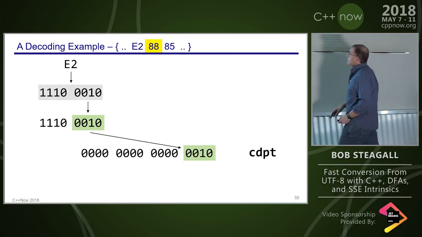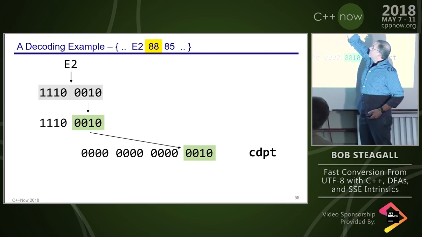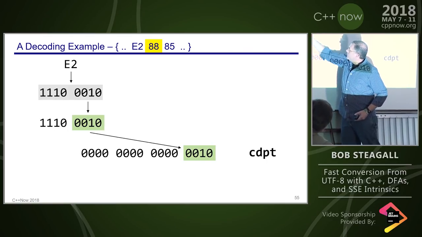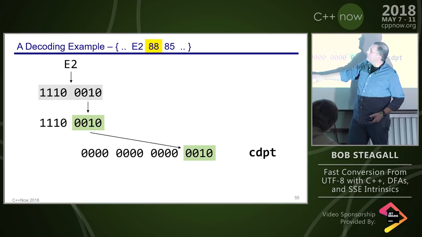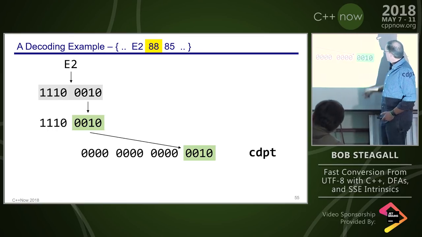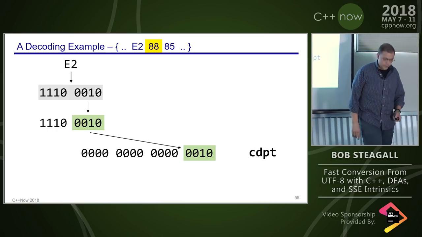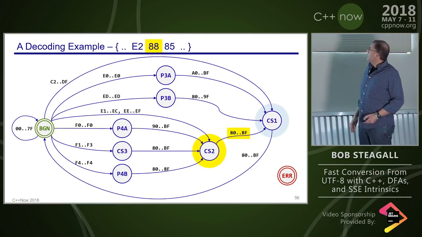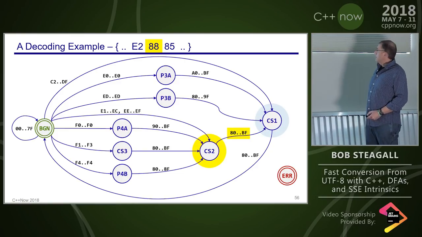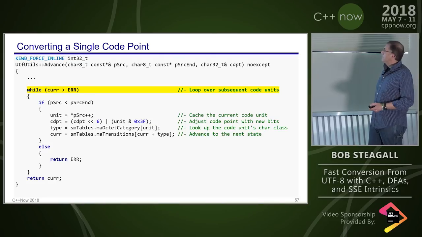So what do we get? Well, our look ahead is advanced to the next character. Our first byte was E2. It's the leading byte of a 3-byte sequence, so we're going to take the bottom 4 bits, and we're going to put them into the bottom of our code unit. And we're going to advance to the next state, which is continuation state 2.